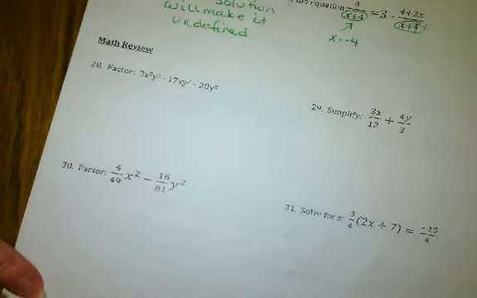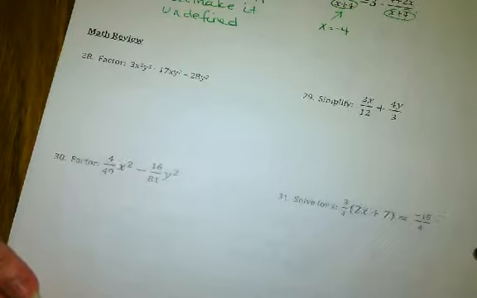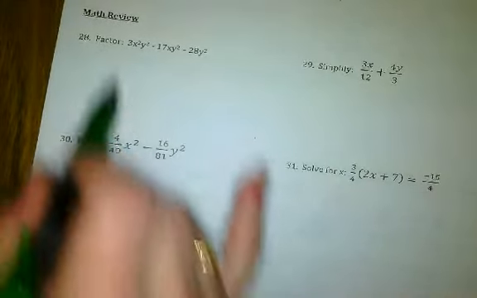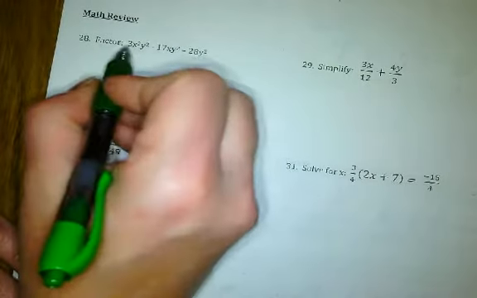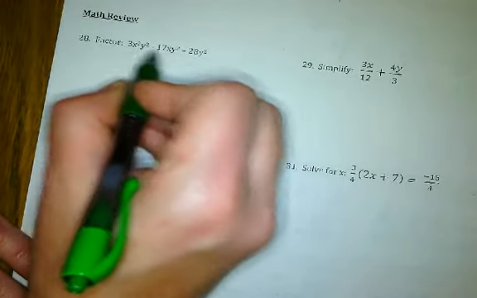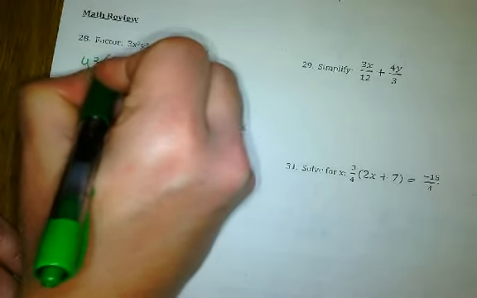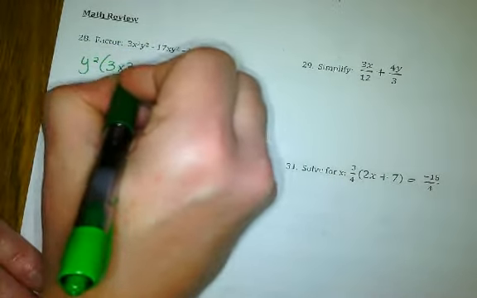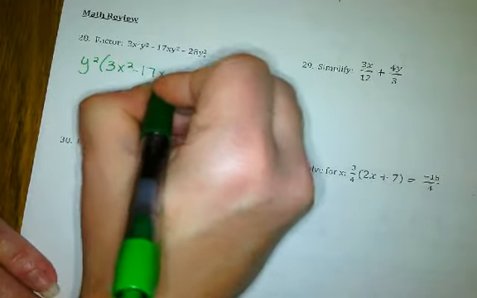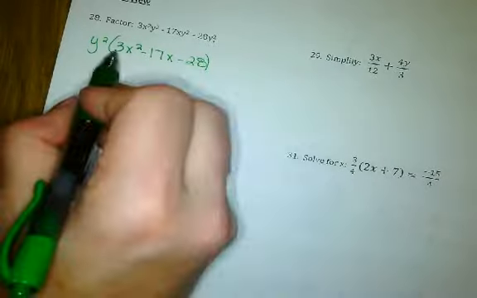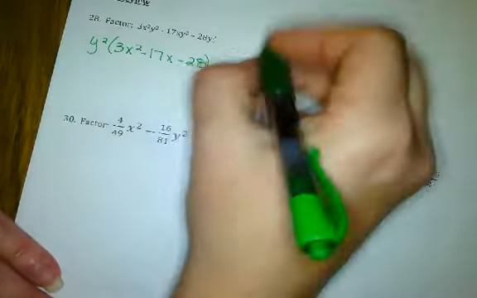Alright, on the math review, down here, it's all about factoring, so I've got to find the GCF. It looks to me like a y squared. They all have y squared in common. So I'm going to pull out a y squared, and when I do that, I have 3x squared minus 17x minus 28. And then I'm going to have to factor this by doing grouping.